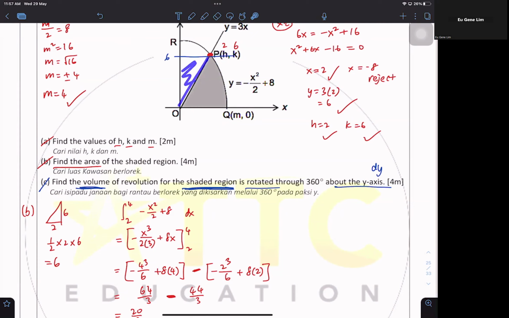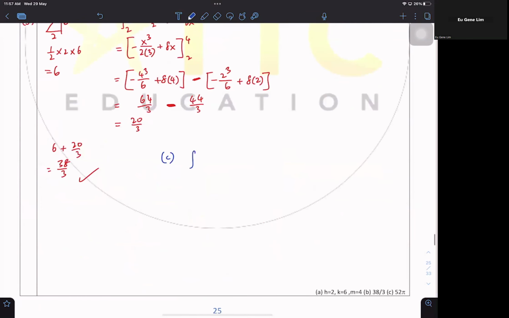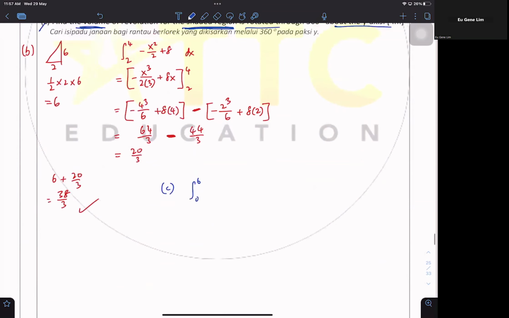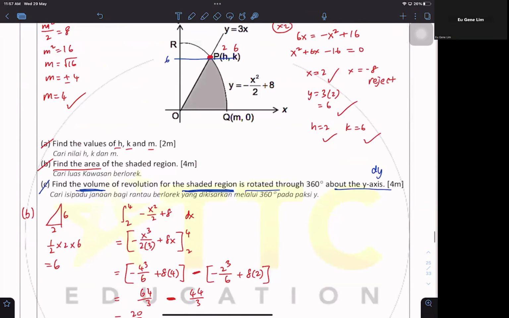So I tell you what, volume is also the same concept. You also integrate the curve from 0 until 6, but then you add pi and square, right? I show you. Integrate from 0 until 6 the equation of the curve. Oh no, the equation of the curve cannot. You see, this equation is in terms of x, but when you do dy, you have to change the equation and make it in terms of y.